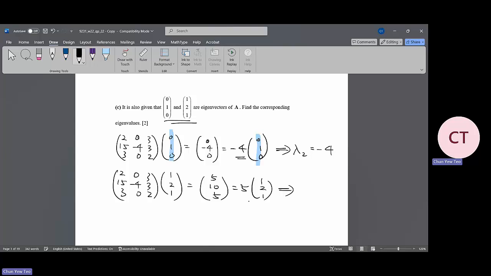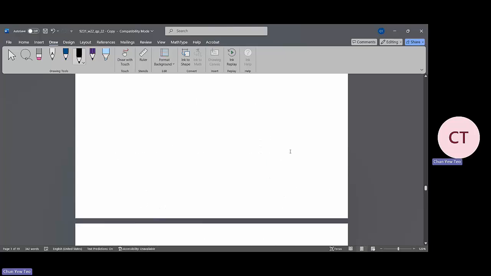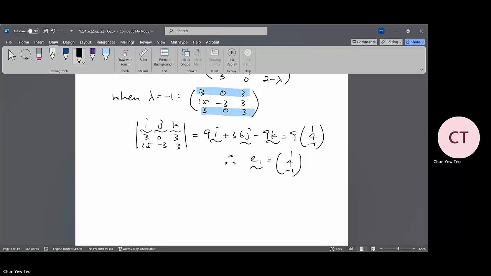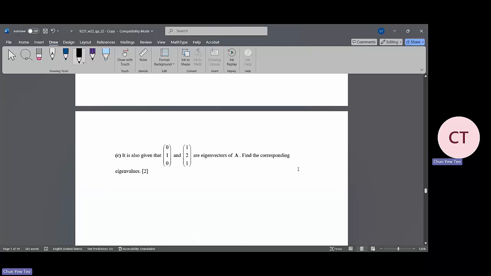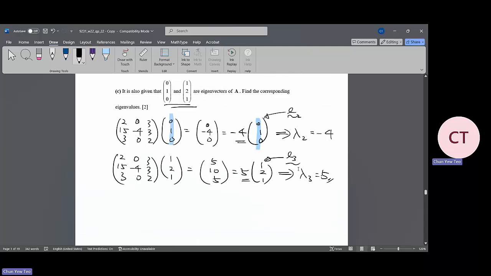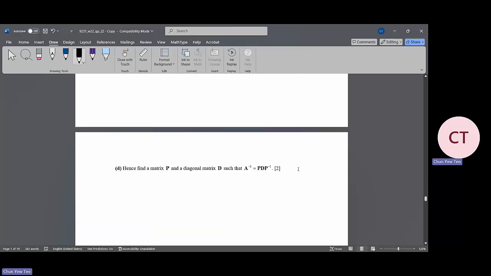So over here, this will be your eigenvalue. By the way, this is the E2. This is the E3. Then this is the E1. That means this will be the lambda 1. So we have all the lambda 1, lambda 2, lambda 3 already. This is the part C done already. Now we go for the part D.